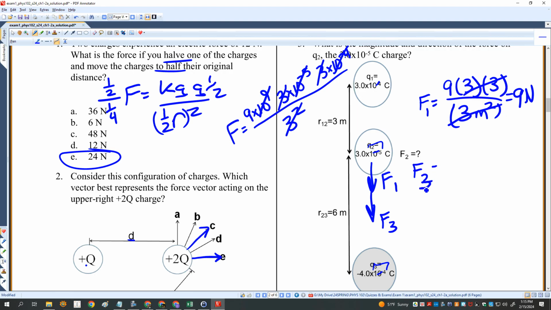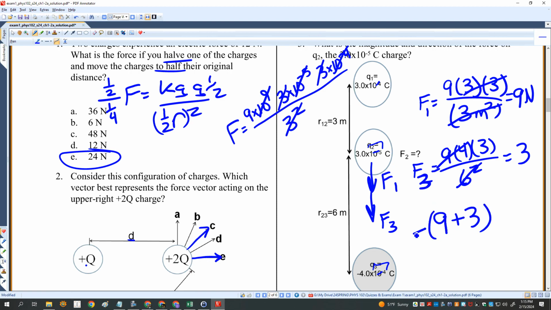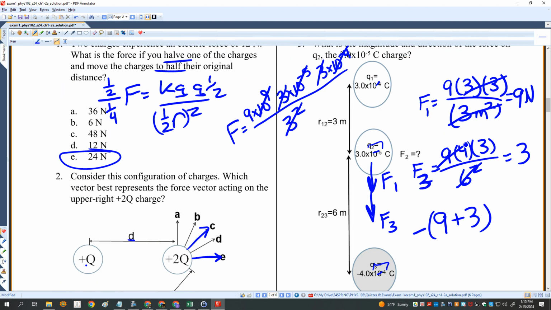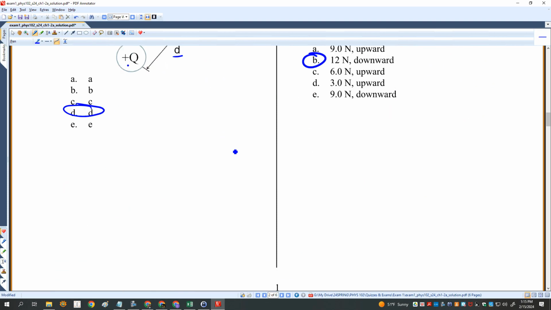And then also F3, the force due to particle 3, is going to be 9 times 4 times 3 divided by 6 squared. That's 36. That's also 36, so it leaves me with 3. So I get 9 plus 3, but they're both in the negative direction, so it's going to be 12 newtons downward. If you're not clear on what happened here, it's similar to what happened here, so just write it out longhand with all the scientific notation.